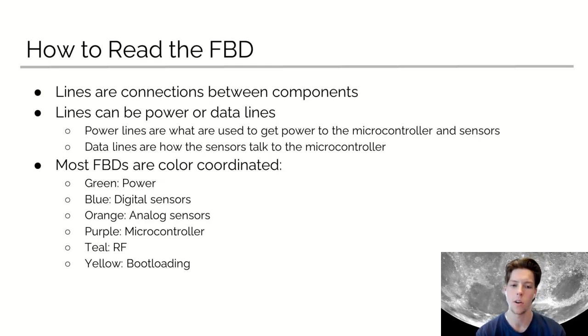Most FBDs are color coordinated. So green is power, blue are the digital sensors, orange are the analog sensors. Purple is a microcontroller, teal is RF, and yellow is bootloading.